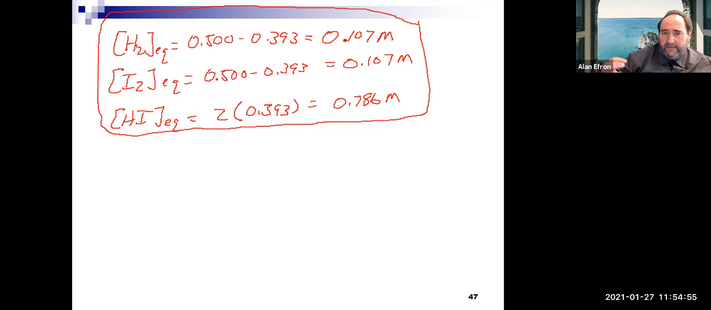We do see that the reactants came down as we would expect. The products went up in terms of their concentrations. Any questions on any of those steps there? I'm still confused as to why the product side is increasing and the reactants is decreasing.